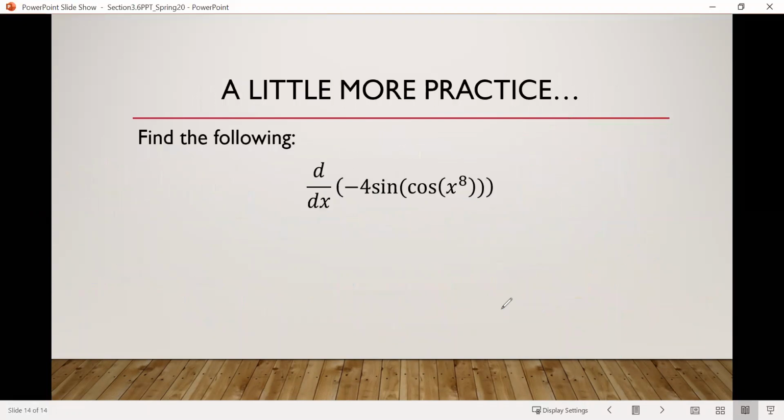All right, last thing, another derivative problem that involves a little bit more complex chain rule. This is another one for your classwork assignment, so get to work on it there.